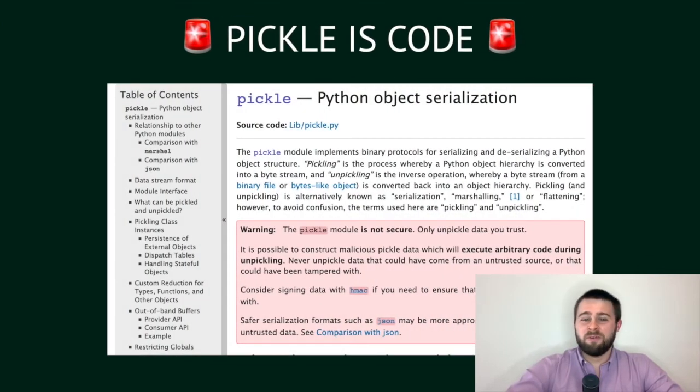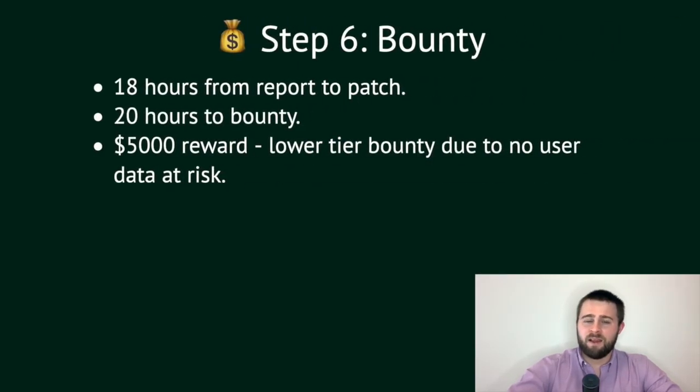The Pickle module does come with a warning saying it's not secure, only use it on Pickle data that you trust. In this case, technically the data was trusted because it was signed with the secret key, but unfortunately the secret key had been given away. So it was like a two-step weakness. After doing all this, Blacklist was able to claim the bounty.